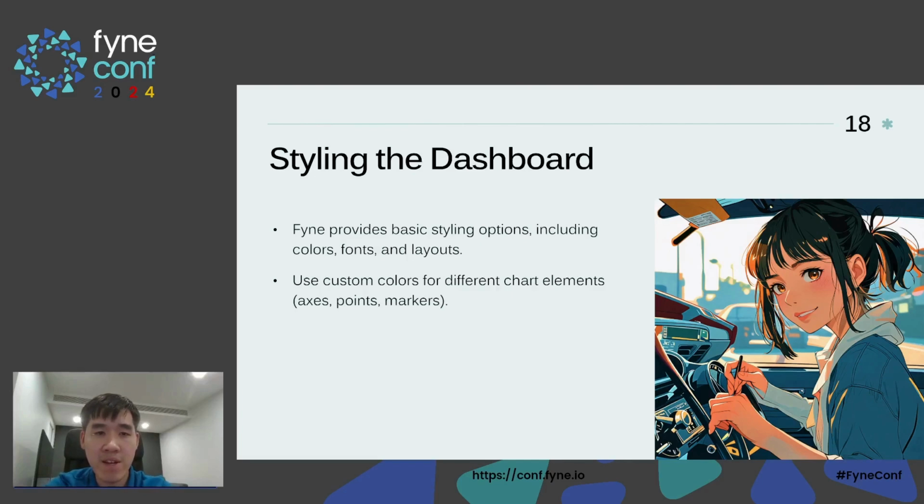And when it comes to styling the dashboard, we can use Fyne styling options, which includes the different colors, fonts, and layouts. And you've seen it being applied as well to some of the elements already, for instance, colors like black. We can also use custom colors for the different chart elements, whether it be axis, points, markers. It's a pretty simple thing in hindsight, but it's something to keep in mind. It's best practice to always, when you go on dashboards, keep track of these things.